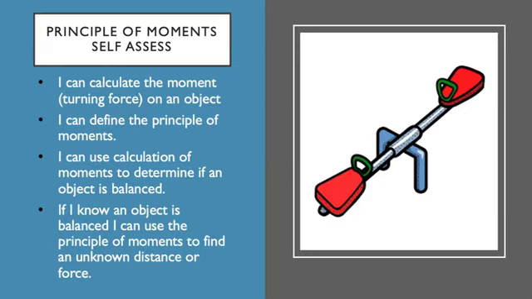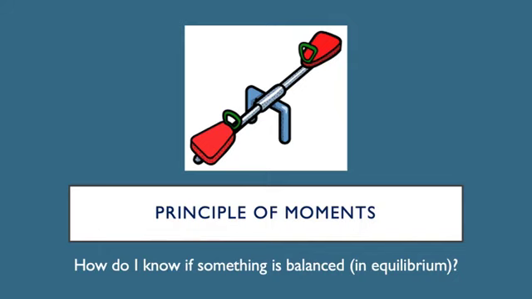So these are the things that you should be able to do at the end of this lesson. You should be able to calculate the moment, or the turning force, of an object. You should be able to define the principle of moments. You should be able to use calculations of moments to determine if an object is balanced. And if you know that an object is balanced, you should be able to use that information with the principle of moments to find out an unknown distance or an unknown force.